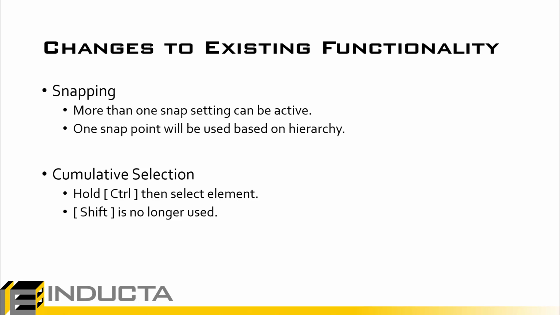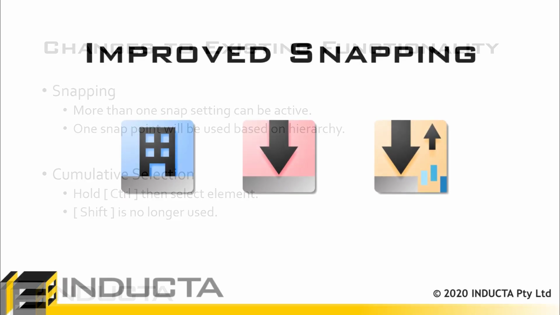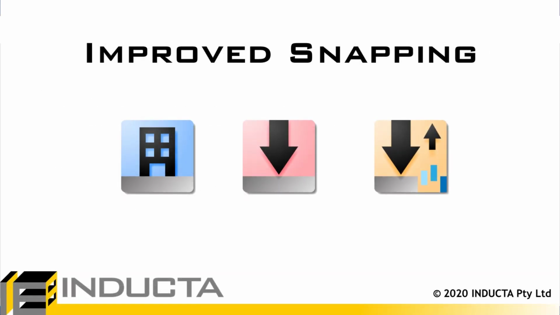The only changes to take note of are changes to snapping. We can now have more than one snap setting active, and changes to cumulative selection. We no longer hold the Shift key when we select more than one item one after another. We now hold the Control key to be in line with how other software functions. Let's jump into the software and have a look at some of the changes that have been made in version 2. The first one we'll talk about are the changes to the snap settings.